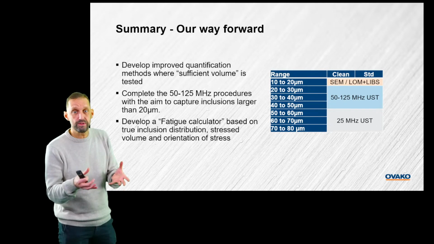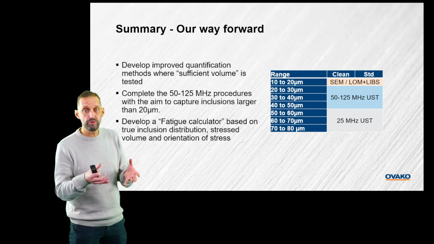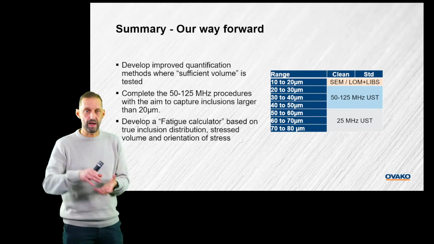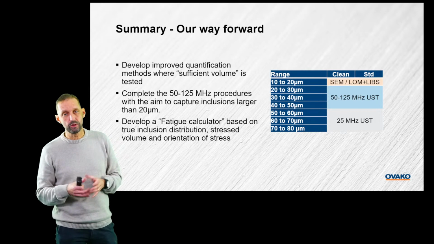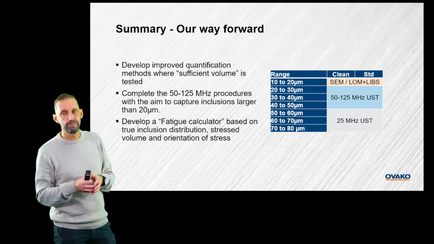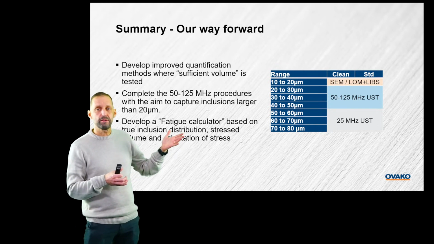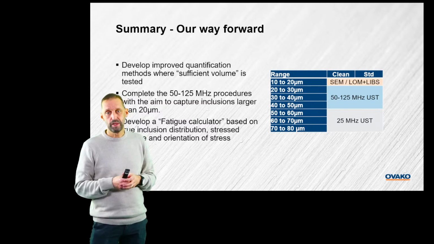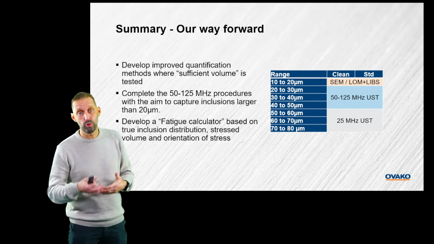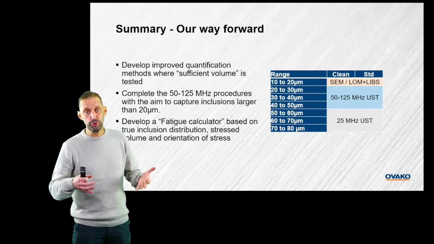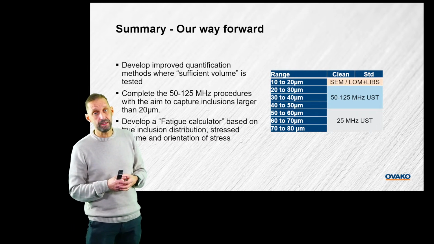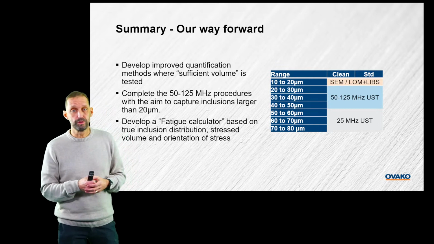You can actually take the data we generate by this. We can understand what the true inclusion distribution is. Using that and the known stressed volume in the component and how it's oriented, because that will also influence, in total you can compare different qualities. And of course, that depends on how clean you make the steel, how much you process the steel, roll it down and break up, because that will also change the true inclusion distribution. So it's a lot of work, but it is fascinating and a feasible future, I believe.